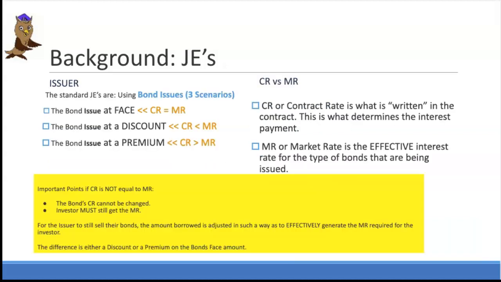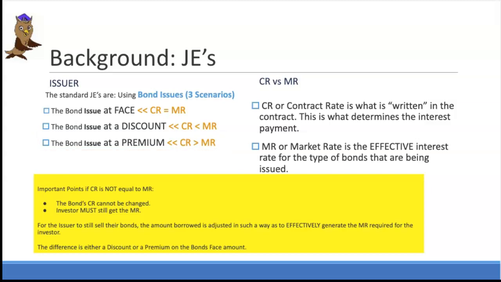The three scenarios are a function of the difference between the CR or contract rate and the MR or market rate, also referred to as either the effective rate or discount rate. If the CR equals the MR, then the bonds are issued at face, which means no discount nor premium. If the CR is less than the MR, then the bonds will be issued at a discount. Finally, if the CR is in excess of the MR, the bonds will be issued at a premium.